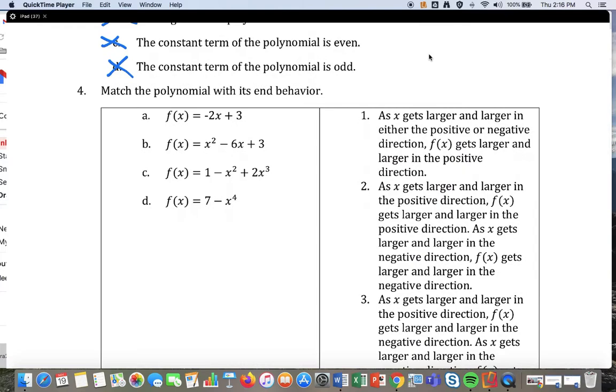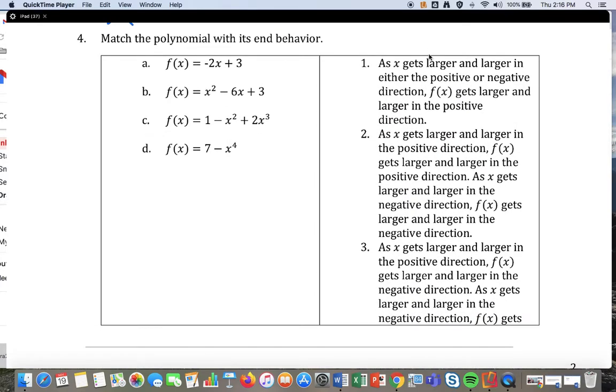Number 4, match the polynomial with its end behavior. Let's see. As x gets larger and larger, this one is a linear function and it's going down from left to right. So A, as x gets larger and larger in the positive or negative direction, f of x gets larger and larger in the positive direction.